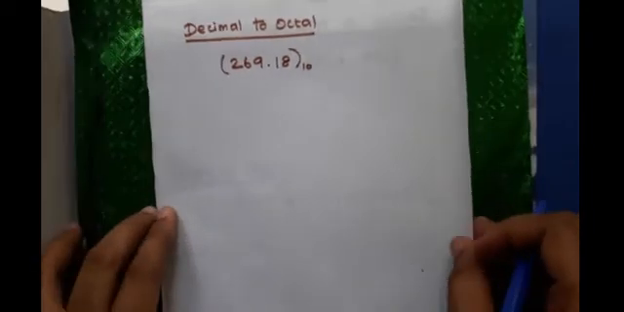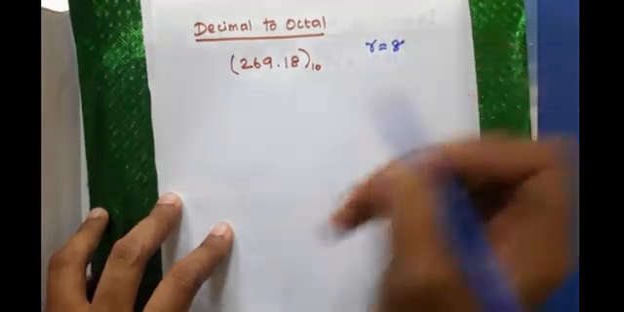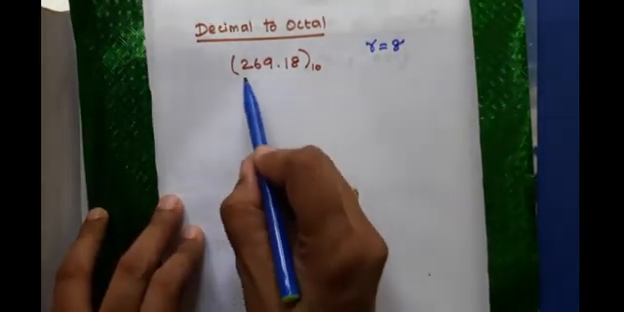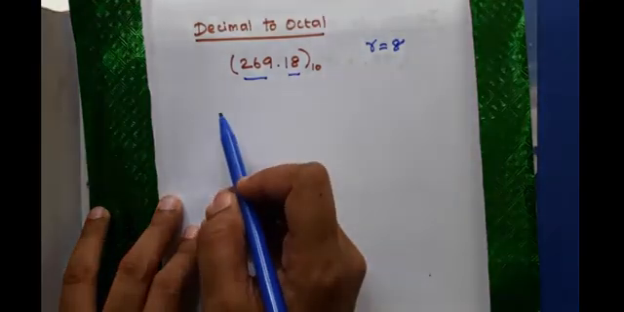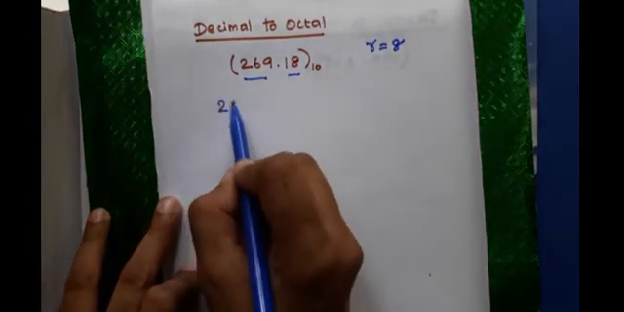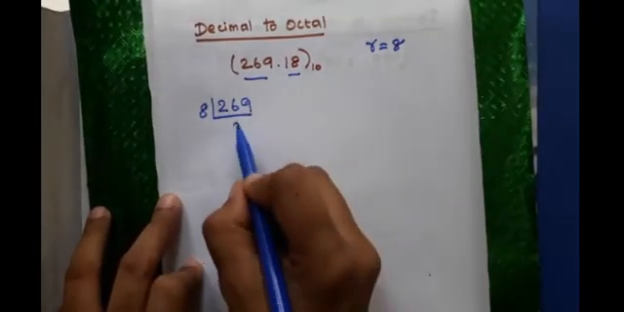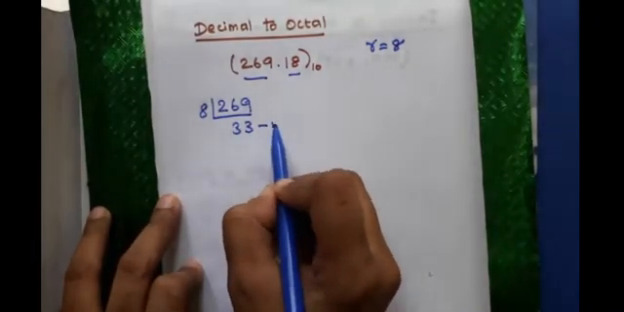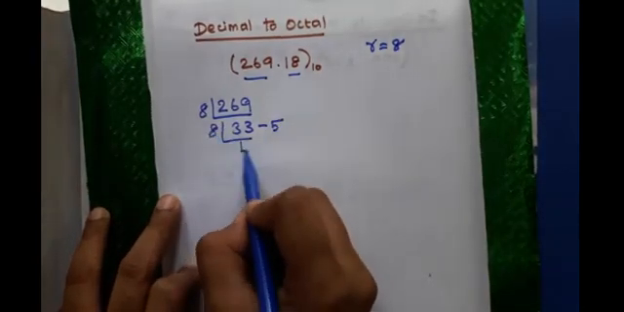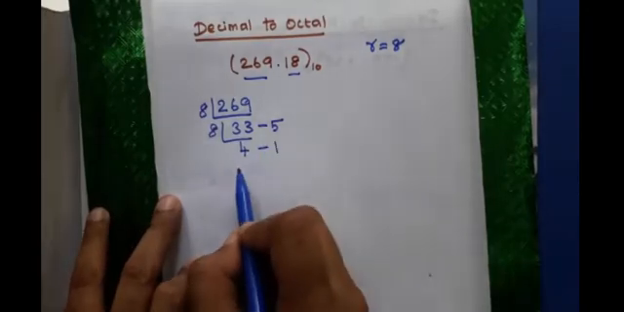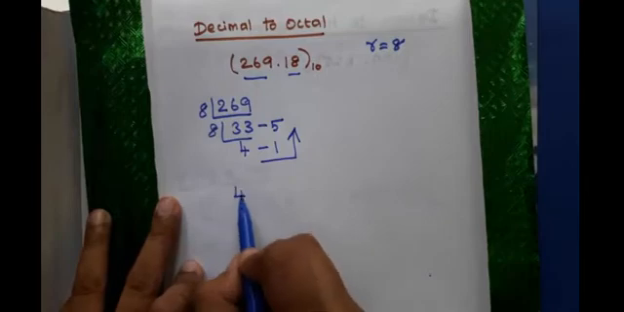Decimal to octal number. The procedure is the same, only thing the radix here is 8. So I successively divide the whole number part by 8 and multiply the fractional part by 8. Let's do it. 269 divided by 8. I will get 33 as the quotient and the remainder is 5. Again dividing by 8, I get 4 as the quotient, remainder is 1. So traveling from bottom to top, it is 415.